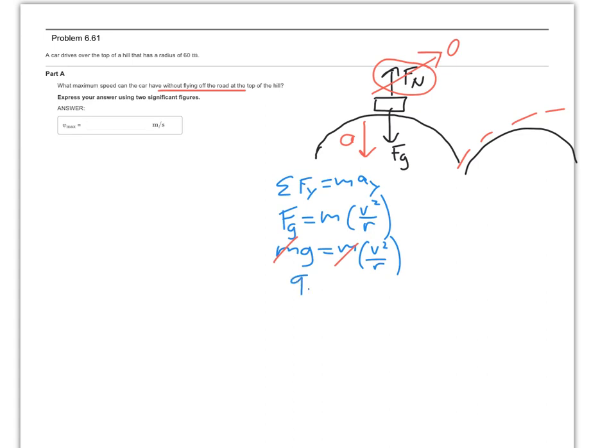I have 9.8 is going to be equal to v squared over 60. So when I go ahead and solve this for v, I get that v is the square root of 588, or 24.2 meters per second. Rounding to 2 sig figs just leaves me with 24.